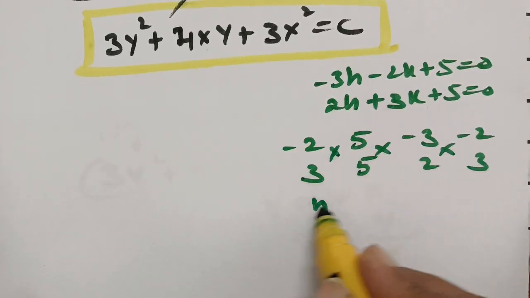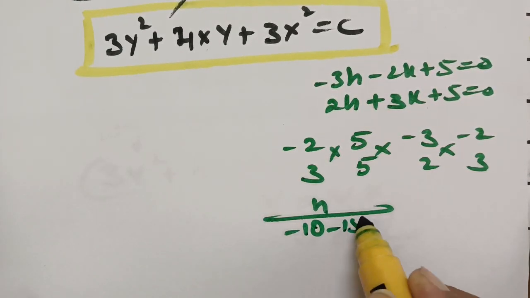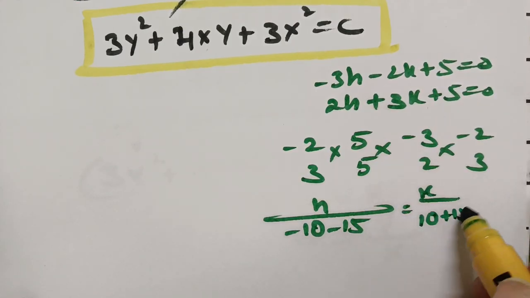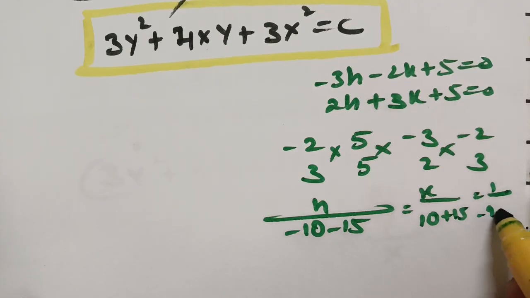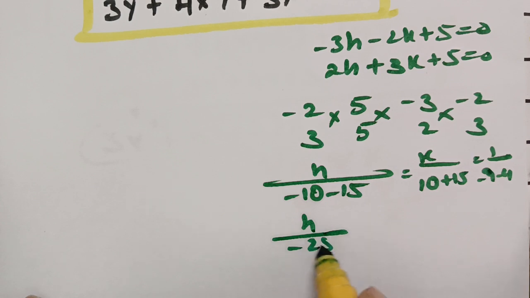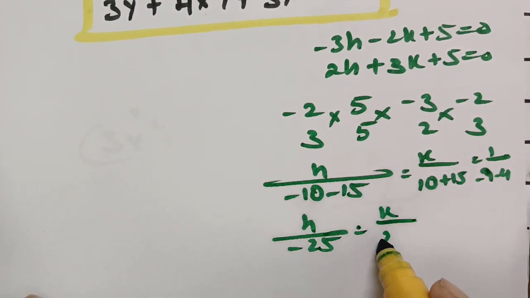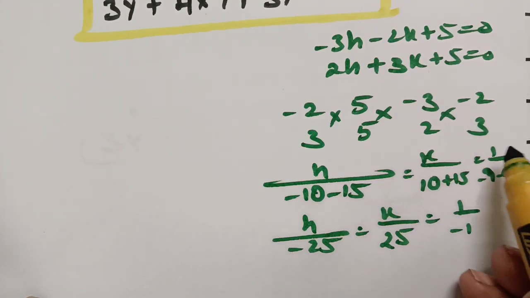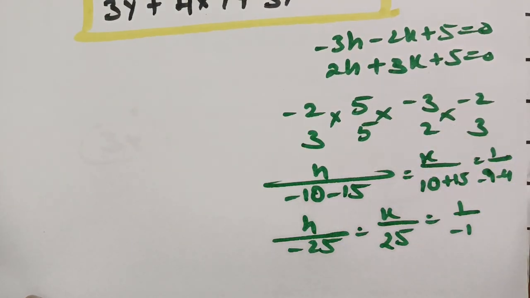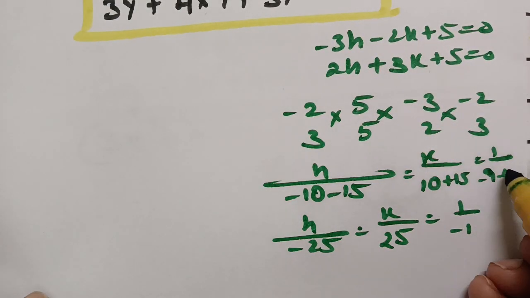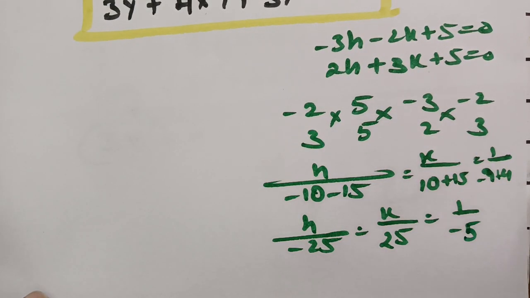So here the h value is nothing but minus 10 minus 15, and the k value is nothing but 10 plus 15, and this value is nothing but minus 9 minus 4. Minus 9 minus 4, h value is equal to minus 25, and k value is equal to plus 25, and this is going to become, so this is minus 9 minus of minus 4, and this is going to become minus 5.